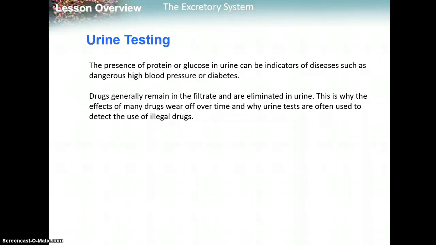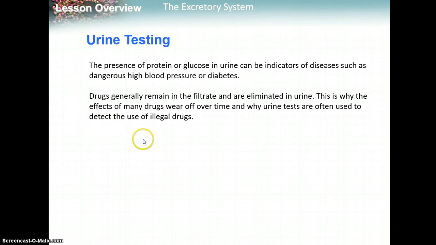We're going to be doing a lab related to this later on, so you can test urine for different indicators or diseases. For example, if you tested urine and had protein in it, that's an indication that you have high blood pressure. If you have glucose in your urine, that's a sign that you could have diabetes. Also, you can do drug testing. We're not going to be doing drug testing in our class, and we're not going to be working with your real urine in our lab, just FYI.